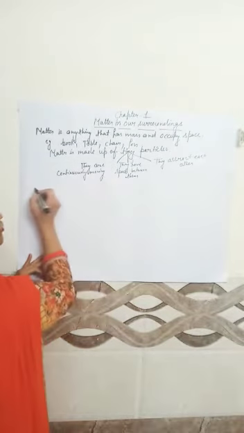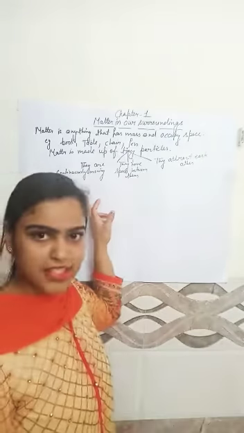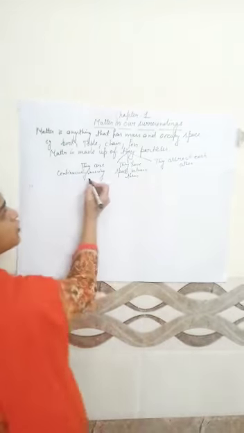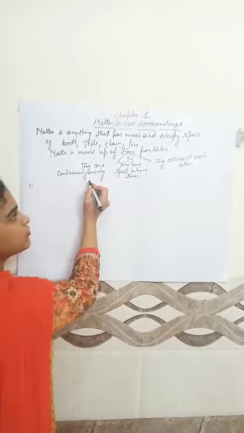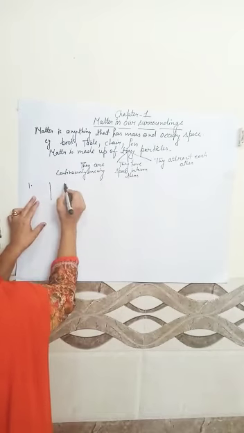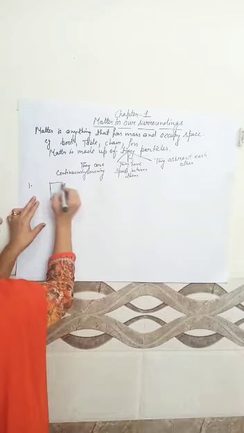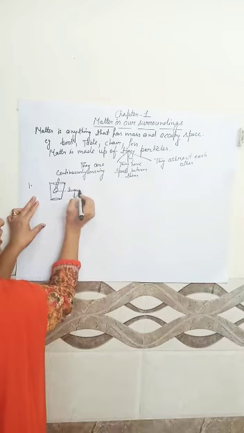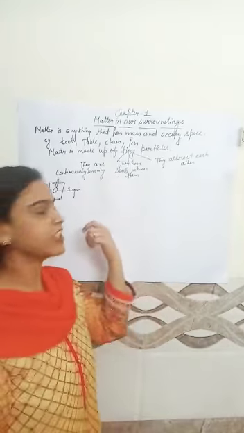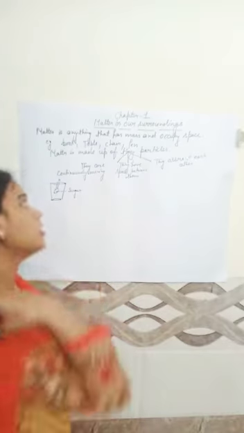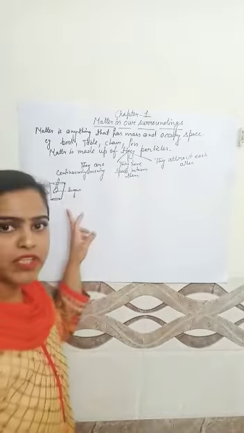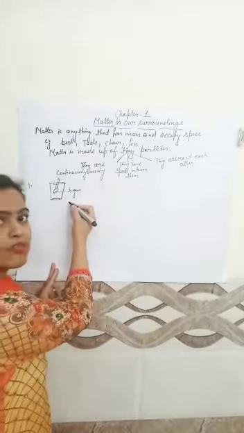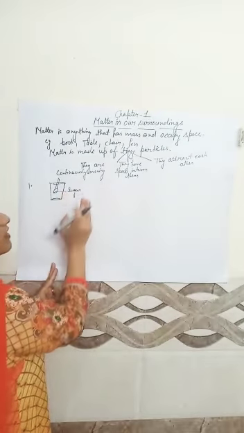First, that they are continuously moving. I will explain this in the way that the particles which are in motion have kinetic energy with them. Due to the kinetic energy of the particles, they are continuously moving. Suppose we take a glass of water and add a spoon of sugar inside it, then automatically sugar particles get dissolved in it. How do sugar particles get dissolved in it? Because the particles of sugar are continuously moving in the particles of water. As the particles of sugar are continuously moving, they get dissolved in the particles of water. So the particles are continuously moving.